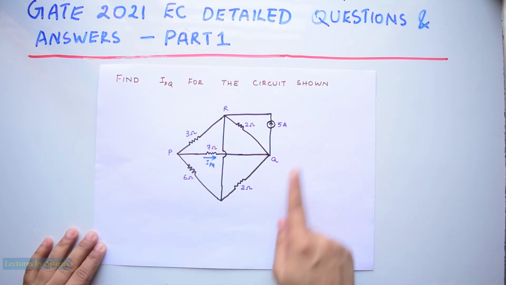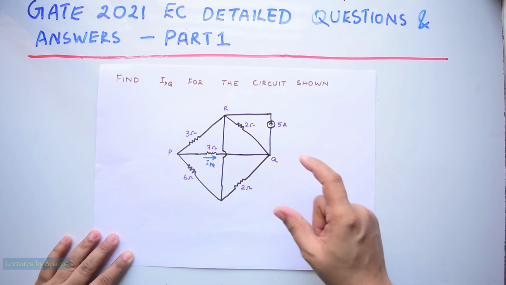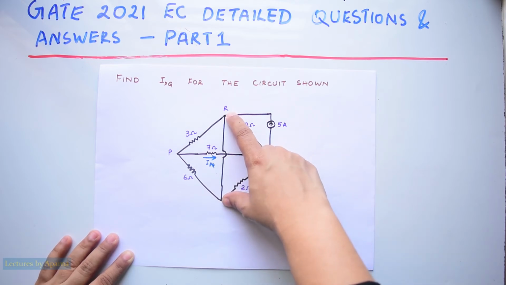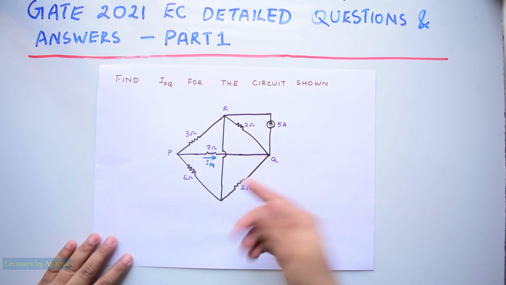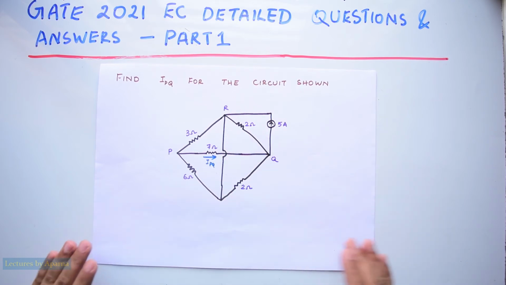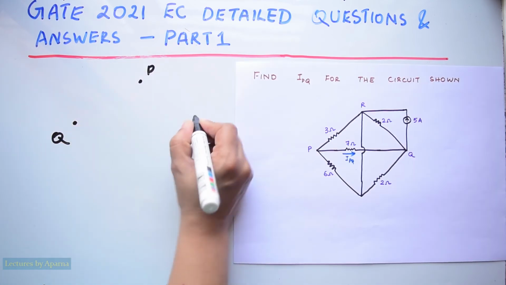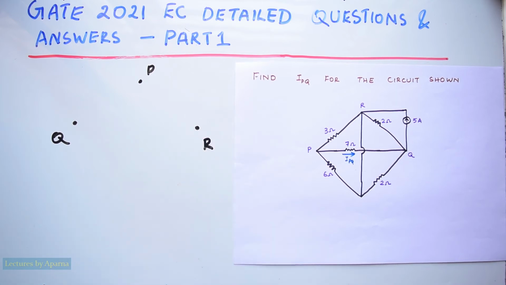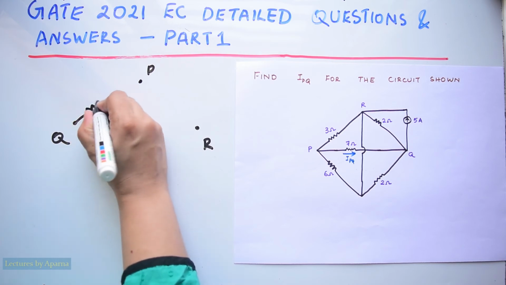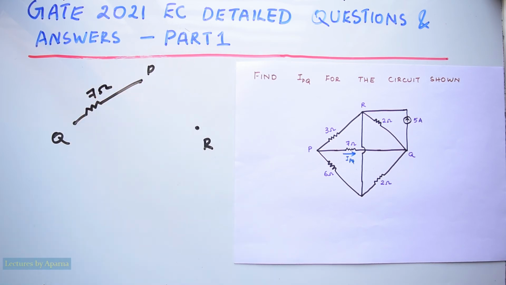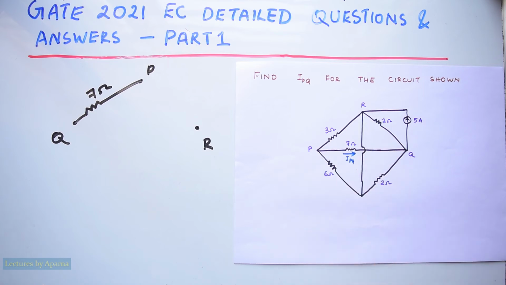Find IPQ for the circuit shown. This is current IPQ. Now here we can see that this point and this point are short circuited. So we can redraw this circuit using three nodes P, Q and R like this. We are drawing the nodes P, Q and R. Now between P and Q there is a 7 ohm. Between P and R there is a 3 ohm.